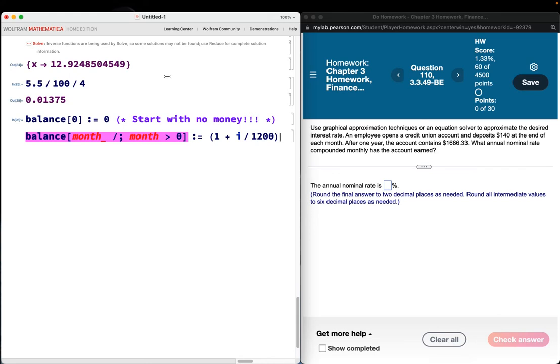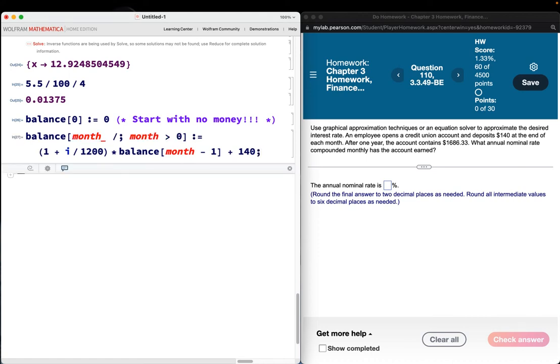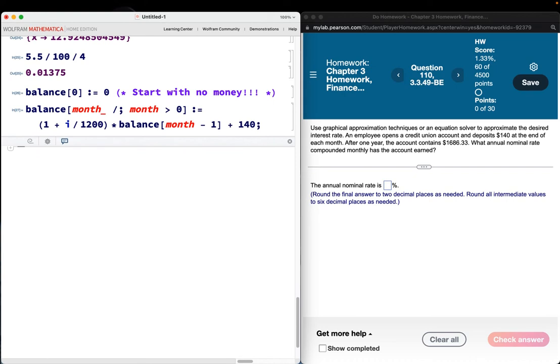Okay, so then we have times the balance of the previous month, and then how much money am I depositing at the end of the month? $140. And that's it. Okay, and then it says here, after 1 year, the account contains $1,686.33. So balance 12.